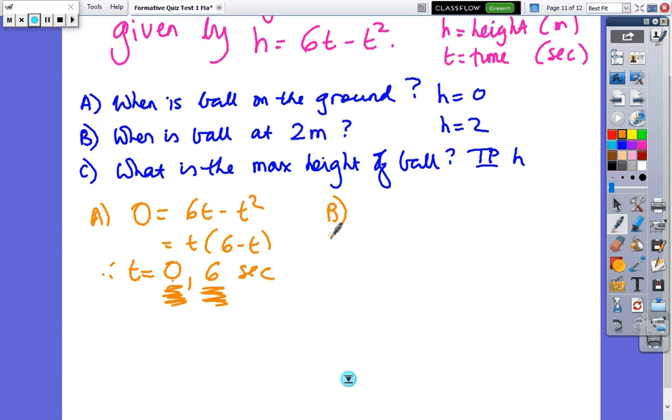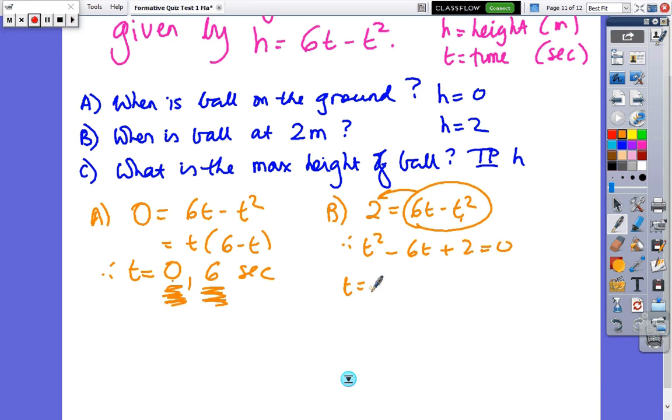Okay, next one, when is the ball at 2 meters? So 2 equals 6t minus t squared. So bring all of that to the other side to get rid of minus t squared. So t squared minus 6t plus 2 equals 0. So I have to use the quadratic formula because it doesn't factorise. Time equals negative b plus or minus square root b squared minus 4ac divided by 2a. 6 plus or minus root 28 over 2.